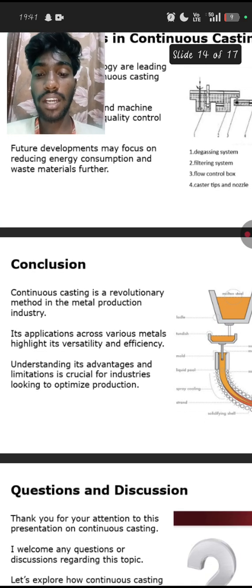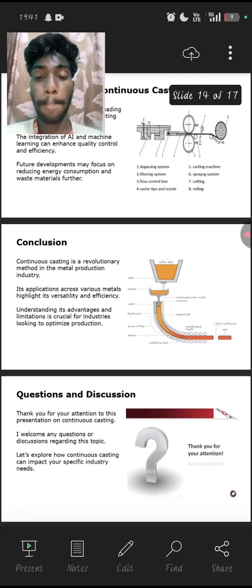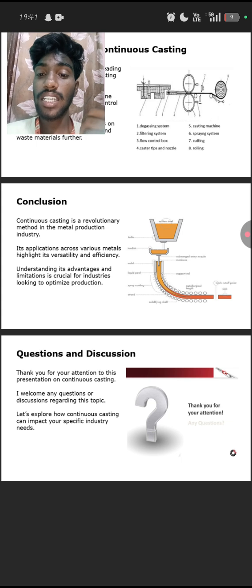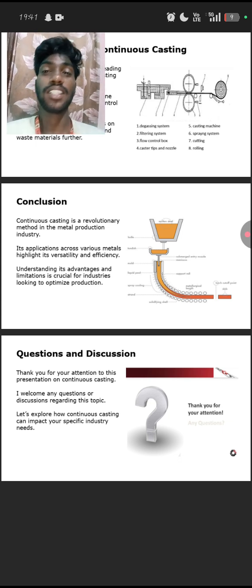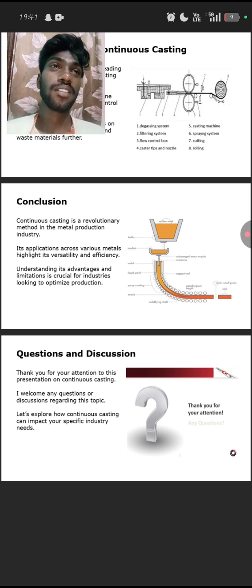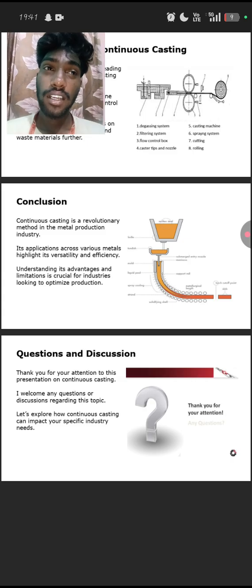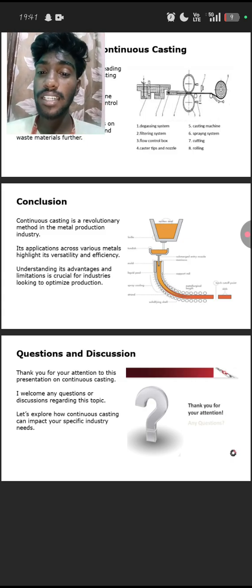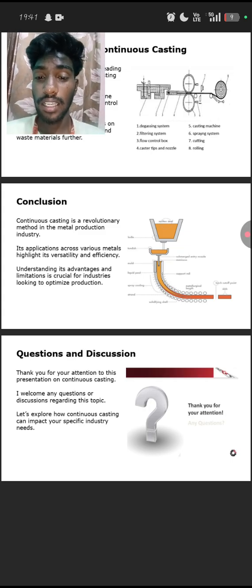Let's have a conclusion on continuous casting. Continuous casting is a revolutionary method in the metal production industry. Of course, it is revolutionary as it has a lot of advantages, and it's a very good manufacturing process. Its application across various metals highlights its versatility and efficiency. Understanding its advantages and limitations is crucial for industries looking at production.